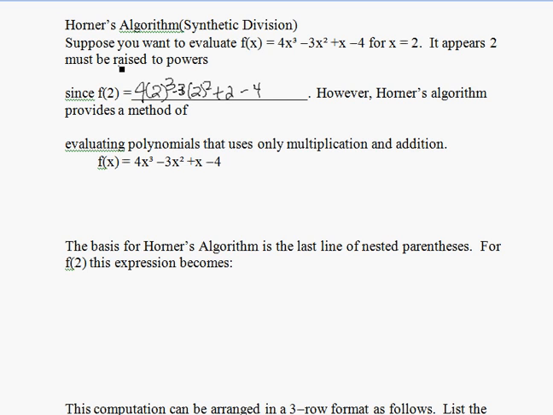4. In order to do this, I need to use a bunch of powers. So I need to know 2 cubed and 2 squared, which is kind of annoying if I have bigger numbers than I need to plug in here. Let's just actually figure out what that would be.